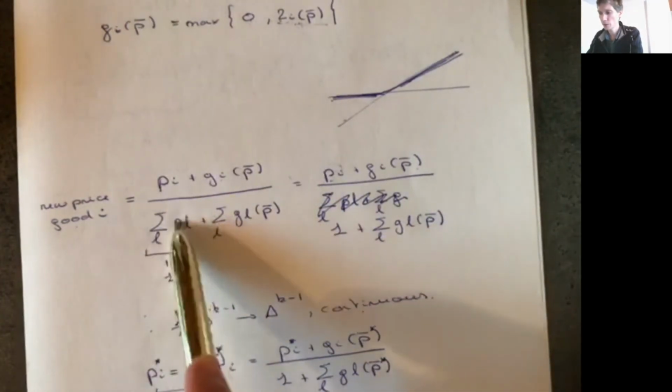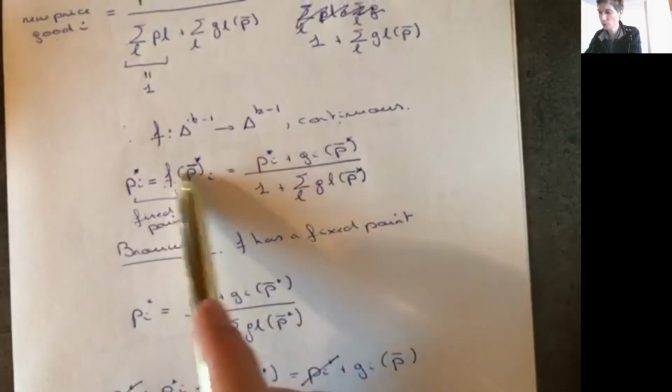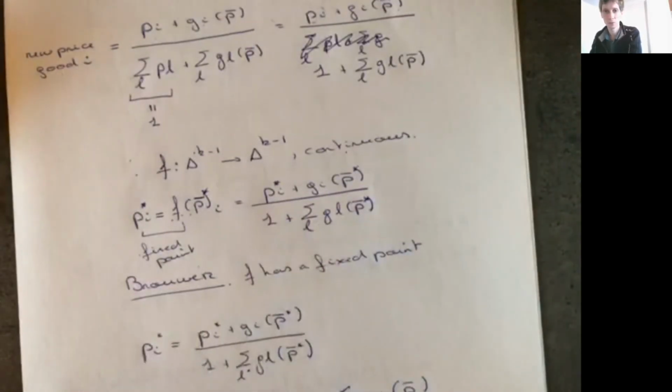Okay, and then we said the prices sum to 1, so we can substitute this for 1. So we define the new price as being f of the old price. The new price is going to be P_i plus this jump here, divided, or normalized.